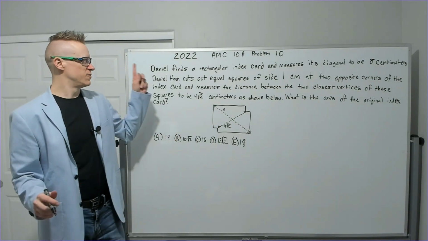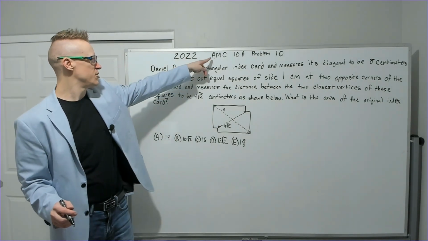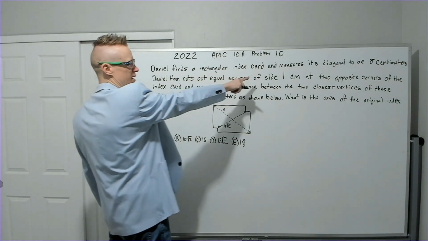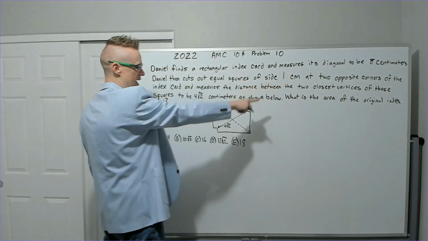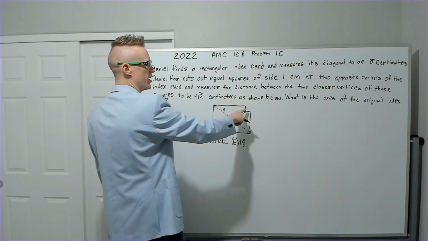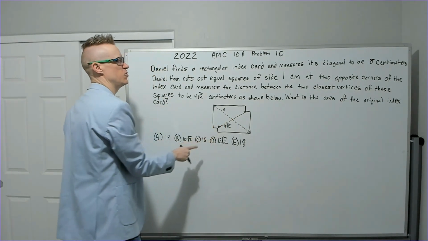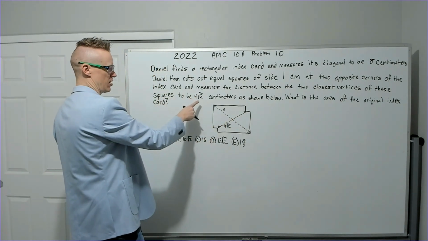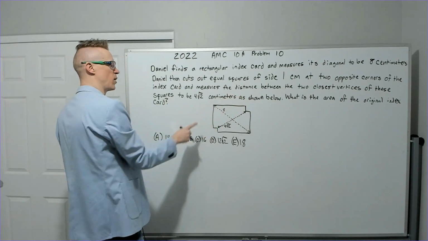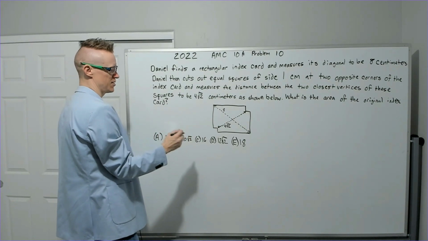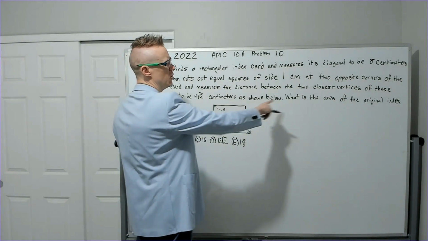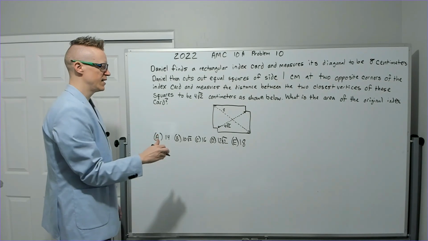And the last problem for this rapid fire set, 2022 AMC 10A, problem 10. Daniel finds a rectangular index card and measures its diagonal to be 8 centimeters. Daniel then cuts out equal squares of side 1 centimeter at 2 opposite corners of the index card and measures the distance between the 2 closest vertices of these squares to be 4 root 2 centimeters, as shown below. So this corner to that corner, 4 root 2. What is the area of the original index card?